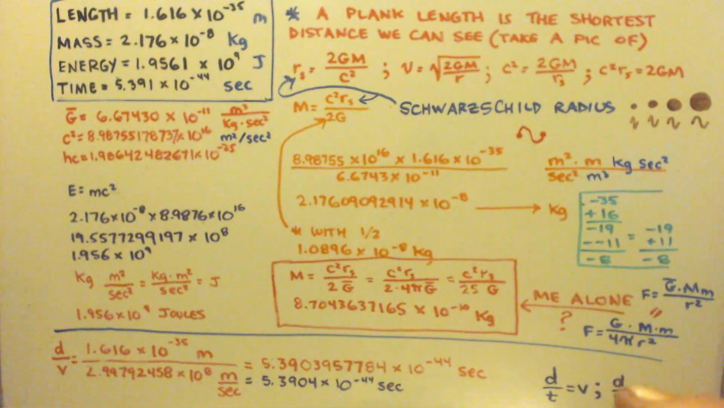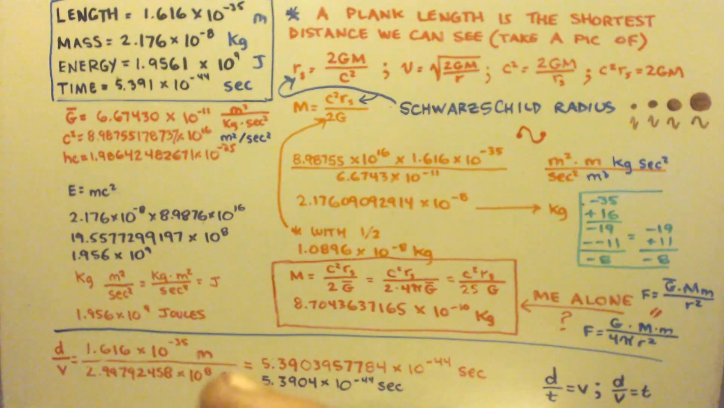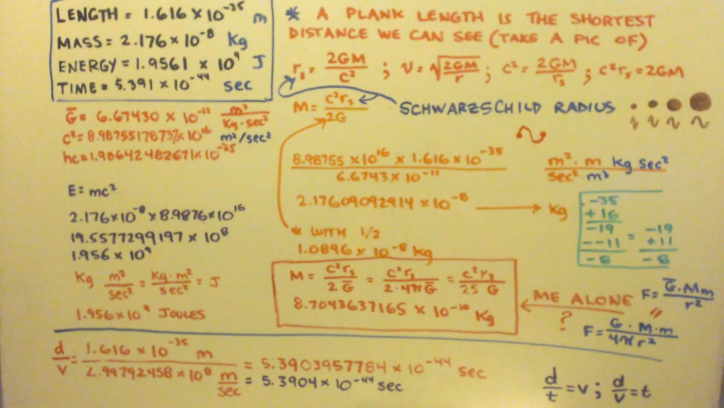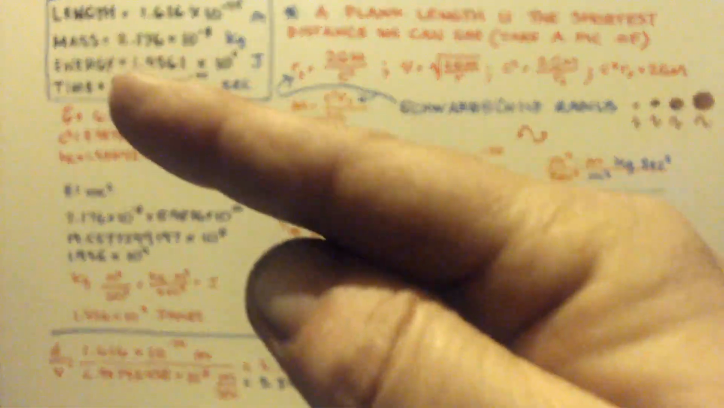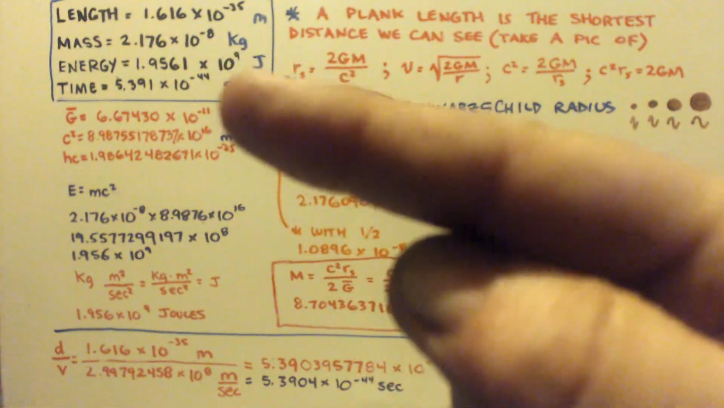Obviously, distance per time is velocity, meters per second. If you rearrange that, distance divided by velocity tells you the time. So if I put the distance, which is the Planck length, and divide it by the velocity, which is c, because you're going at the speed of c, then you get your time. And this is 5.39 times 10 to the negative 44.